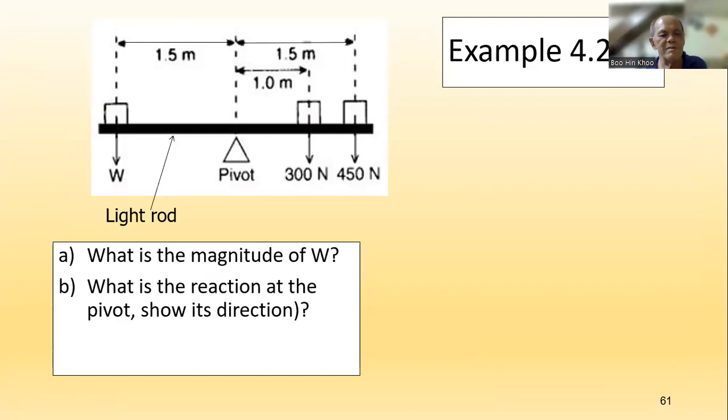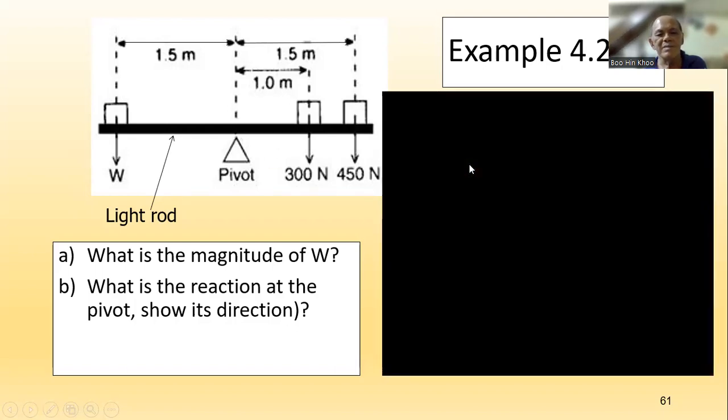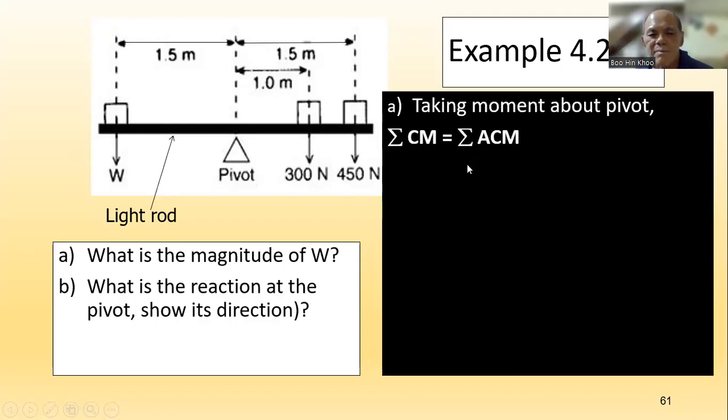Okay, what's the magnitude of W? Right, this is an example. To find this W, that distance is given. So we can draw the forces from the center of gravity. From the center of gravity for this object, the distance is given. So we take moments about the pivot. Taking moments about the pivot, the sum of clockwise moments equals the sum of anti-clockwise moments.